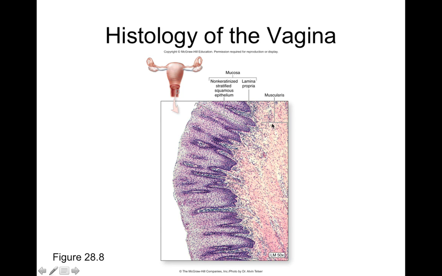Now deeper, we have a muscularis, which has some smooth muscle, and then even outside of that, which isn't shown here, is an adventitia, which is just a dense fibrous tissue.